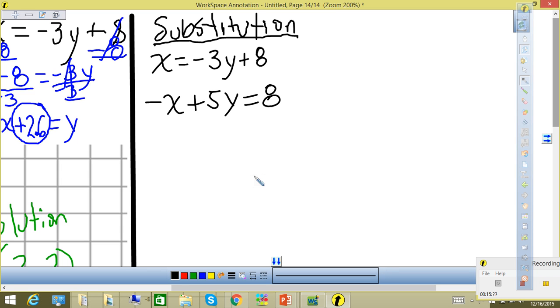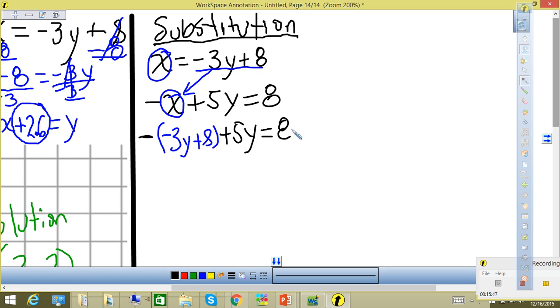Solve one equation for one variable. What do you guys notice? This one's already solved for this. Therefore, on the second equation, we're going to write what? Negative 3y plus 8 in the parentheses. Bring everything else down. The negative plus 5y equals 8. Why is it negative? Okay. So what is my coefficient here? Negative 1. Distribute. So we get 3y minus 8 plus 5y equals 8.